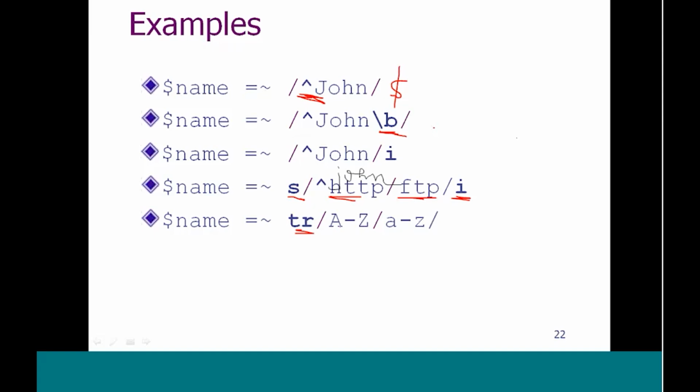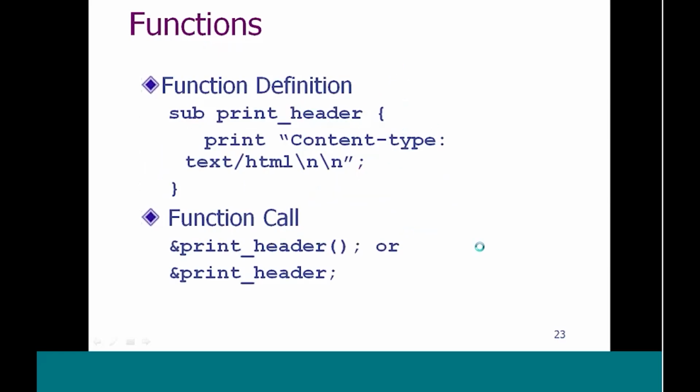In this example, all the uppercase will be converted into lowercase. So it takes the dollar name, and wherever HTTP is found, it replaces it with FTP. In this case, all the characters are used in this translation, and the way that translation works is it takes the uppercase ones and converts them into lowercase. So if there is already some lowercase, it leaves it as is, but if there's any uppercase, that becomes lowercase.